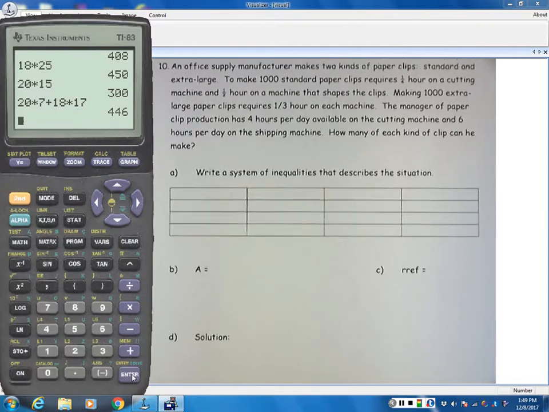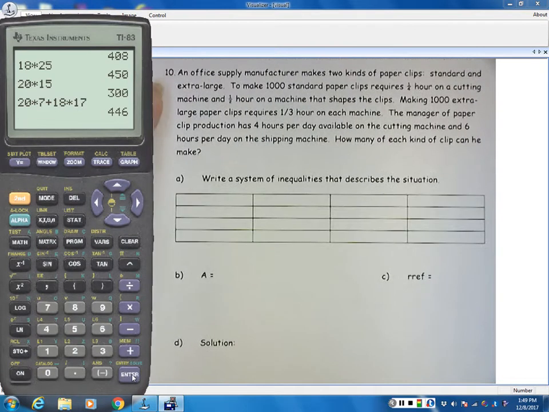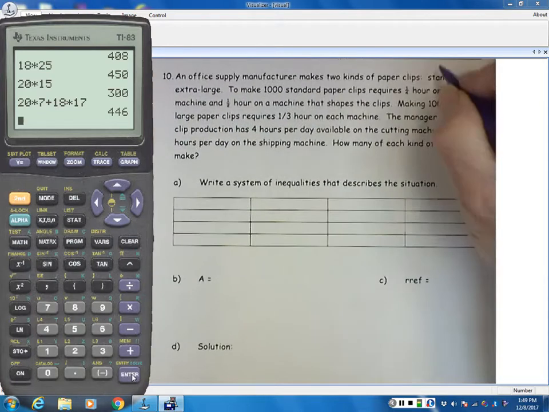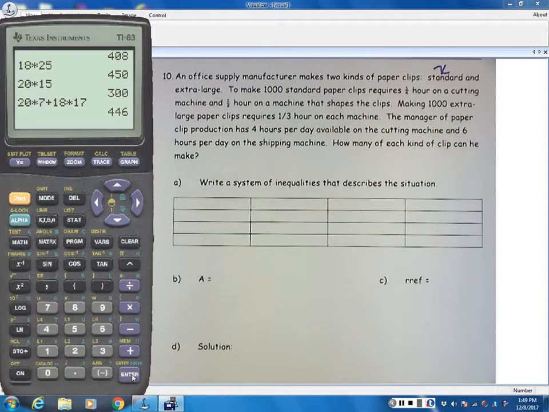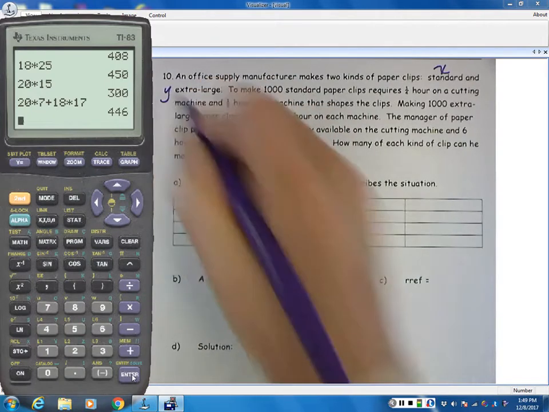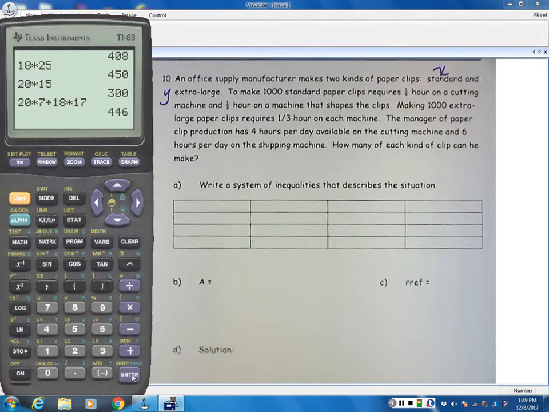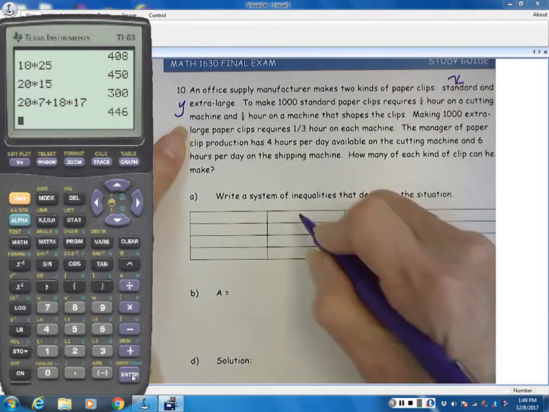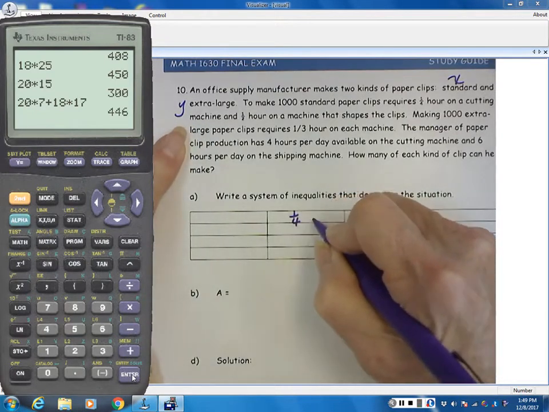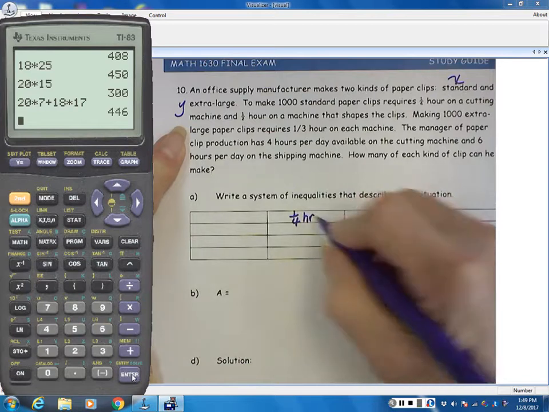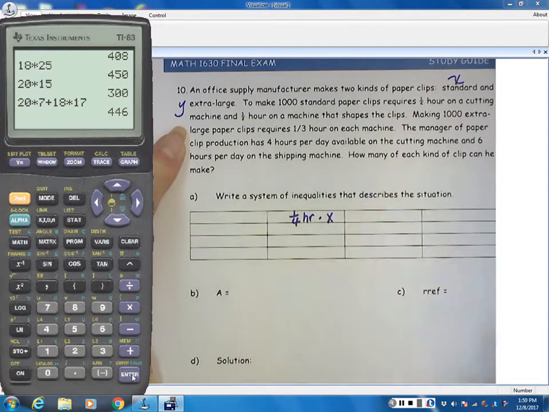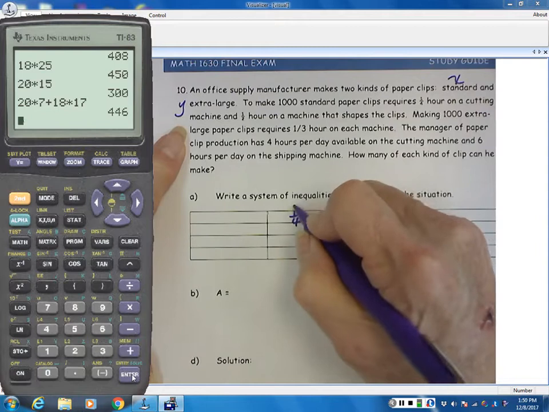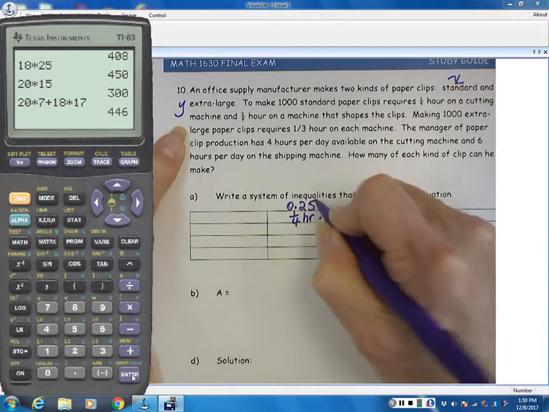So in problem number 10, we have an office supply manufacturer that makes two kinds of paper clips. Standard, which we're going to call x, and extra large, which we're going to call y. And to make standard paper clips requires a quarter of an hour on a cutting machine. And that would be more easily written as 0.25, since it actually comes out to a nice fraction.